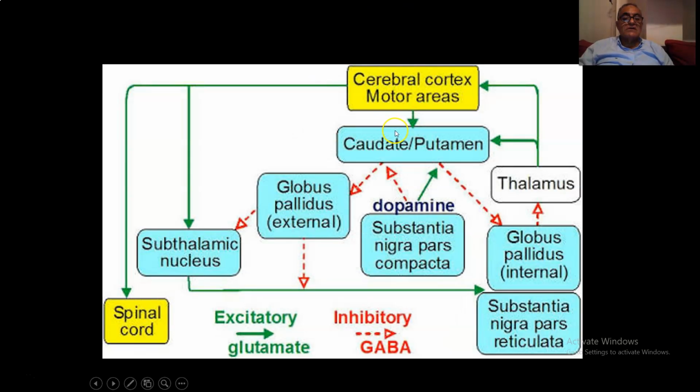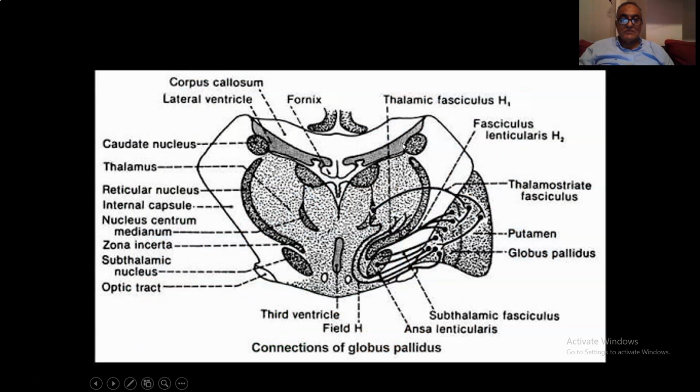Cerebral cortex, caudate, putamen again, globus pallidus externus, going to the outside, subthalamic nucleus. Caudate and putamen, globus pallidus internus, internal circuit, to the thalamus, and from the thalamus to the cerebral cortex, and back to caudate and putamen.